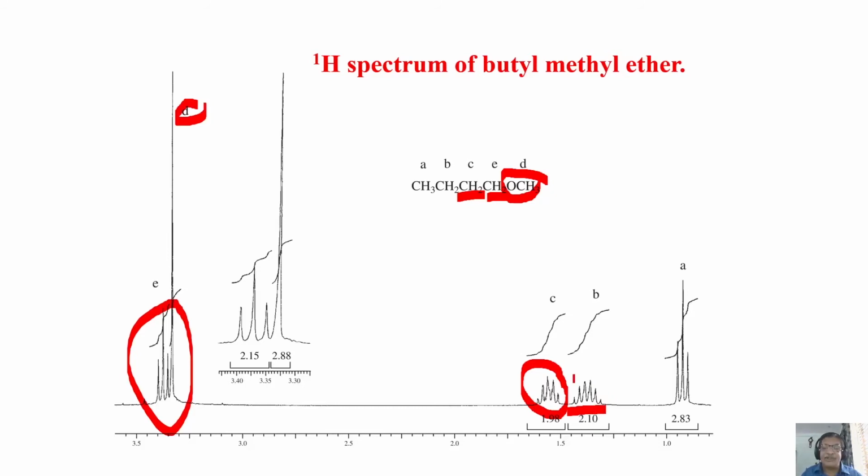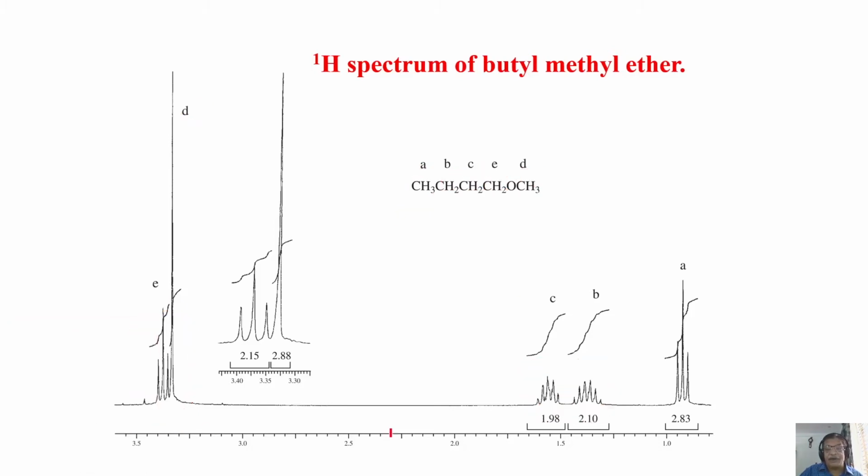You have to carefully observe the complexity. The complexity is much more here. It cannot be a simple triplet of triplets. That can safely be assigned to this group, because this is split into a quartet because of the CH3, and each line of the quartet is split into a triplet because of the CH2. It is more complex than this one. That is why this is assigned to be proton B. You understood the point? This is proton B.